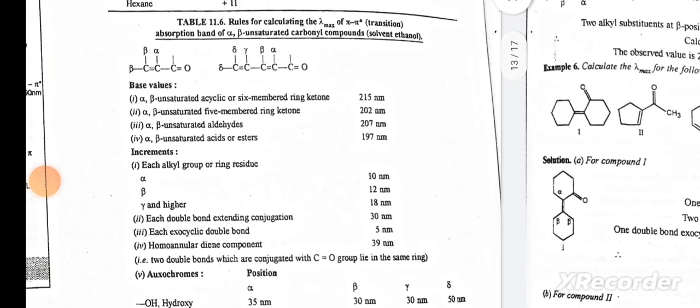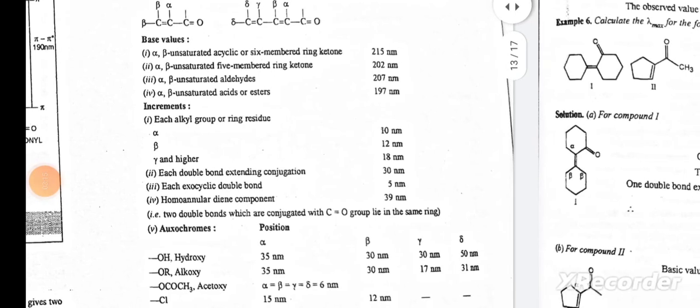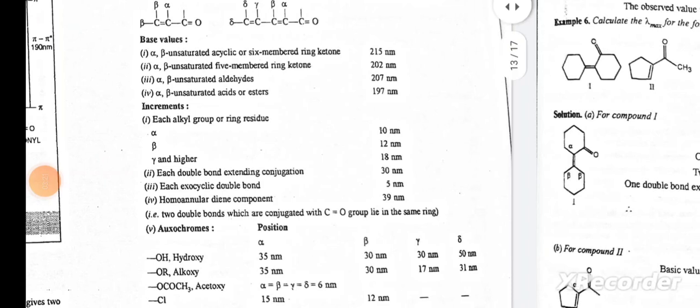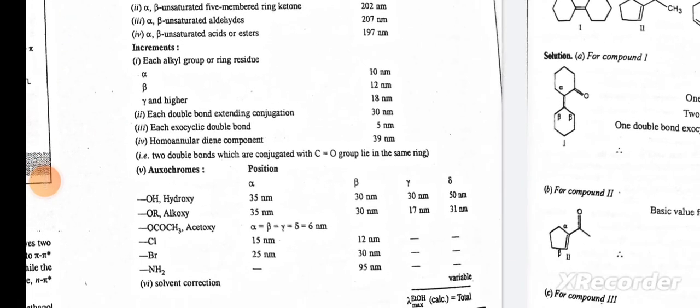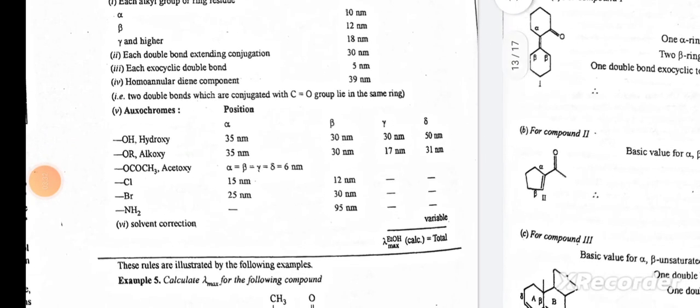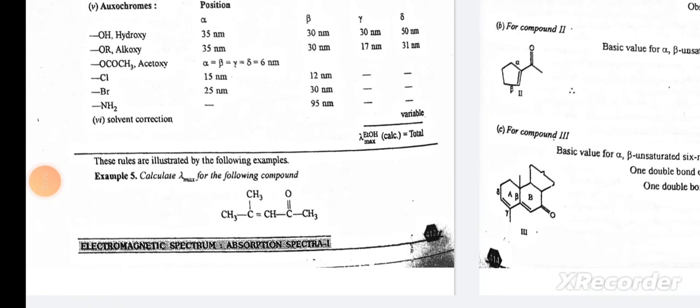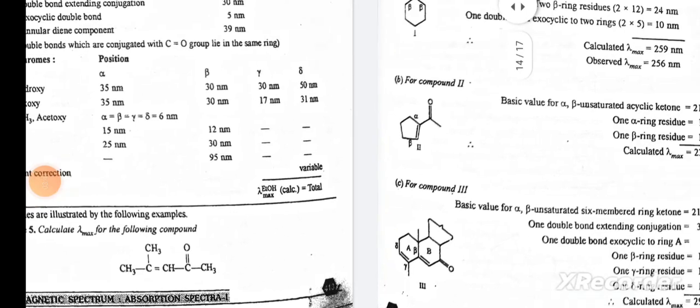Base values: alpha beta unsaturated acyclic or six-membered ring ketone 215, alpha beta unsaturated five-membered ring ketone 202, alpha beta unsaturated aldehydes 207, alpha beta unsaturated acids or esters 197. Increments: each alkyl group or ring residue alpha 10, beta 12, gamma and higher 18, each double bond extending conjugation 30, each exocyclic double bond 5, homoannular diene component 39, where two double bonds conjugated with the C=O group lie in the same ring. These rules are illustrated by the following examples. Look at these following examples.